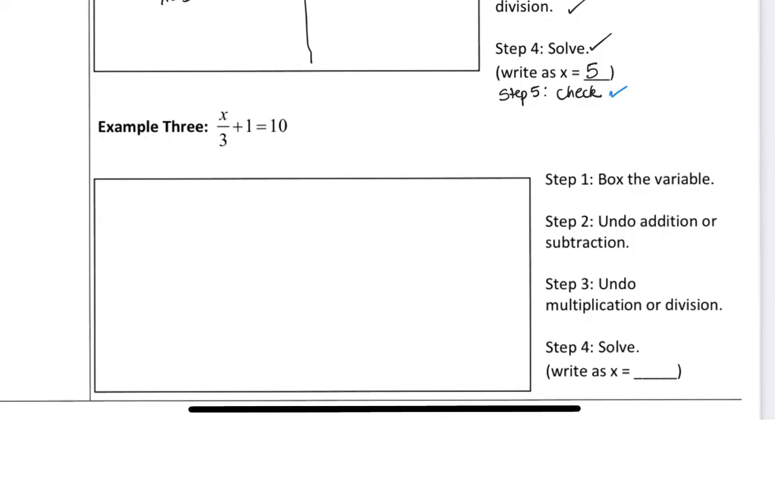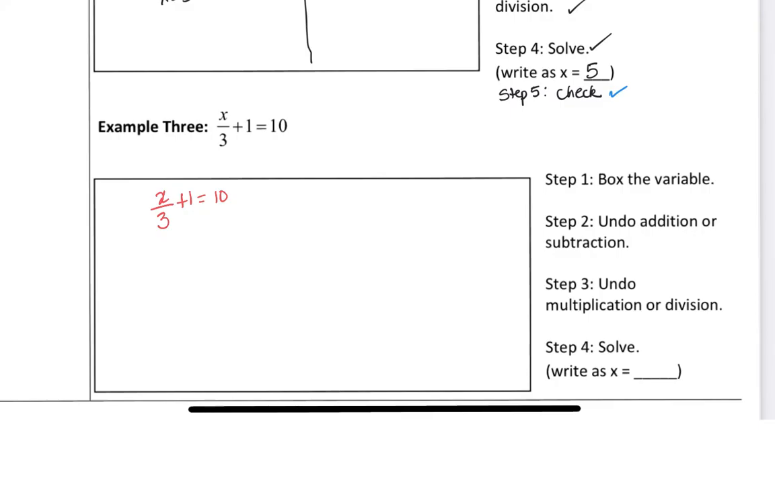It's example 3, which is x divided by 3 plus 1 equals 10. So I've got x divided by 3 plus 1 equals 10. Remember, it's helpful also if you say the problem out loud using operations, just like I did, saying x divided by 3 instead of x over 3. It helps you register what operation is going on.